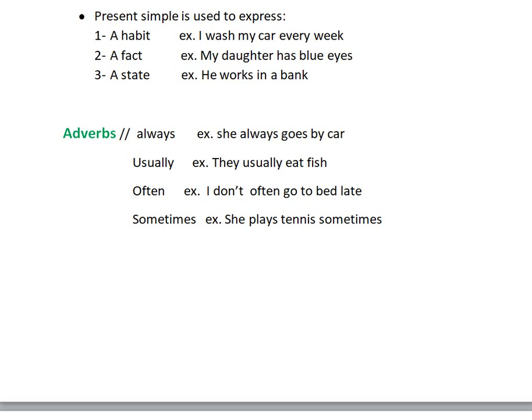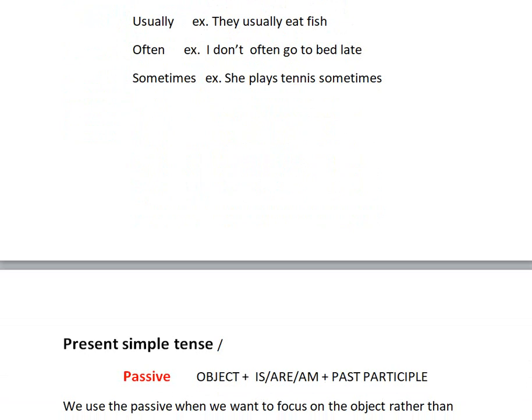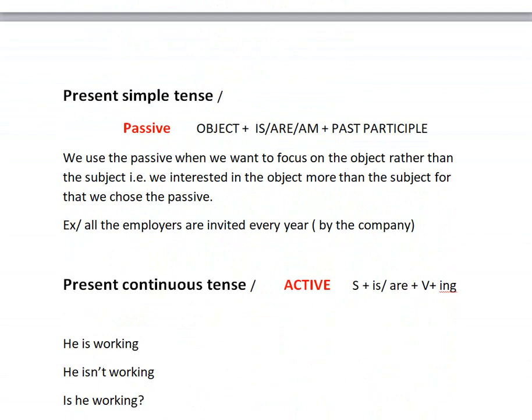So if you would like to know the tense of any sentence, you should pay attention to the adverbs of this sentence. Now all of this talking, what is it about? Present simple in the active status.